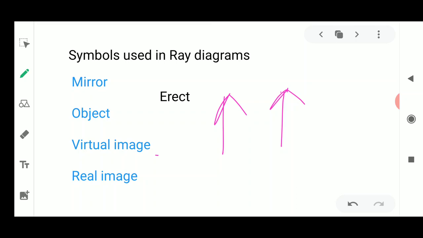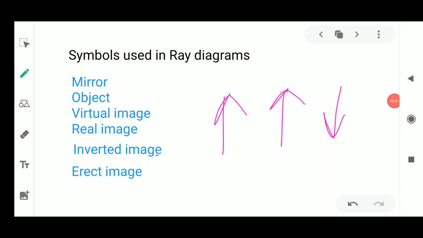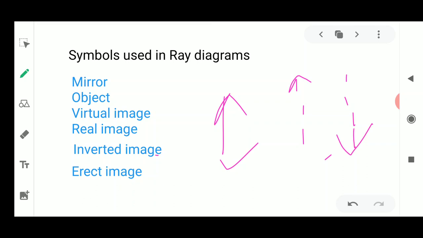Now what about the inverted image? An inverted image will be drawn in a down arrow form. So the erect image is always drawn in upright form, and the inverted image is always drawn in this downward direction. Now what about the real inverted image? The real inverted image is this which I have drawn here. And the real erect image is this one. Now if you have to draw a virtual erect image, it will be shown with the help of a dotted line, as I told you that a virtual image will always be drawn in the form of a dotted line. This is virtual erect. And what about virtual inverted? Virtual inverted will be drawn in the form of a dotted line and a down-headed arrow.